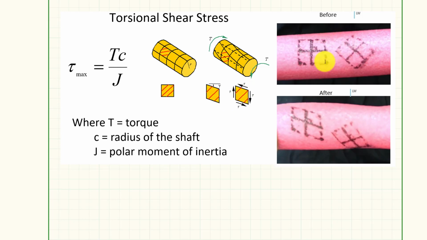Now, if I look over here, we have a pool noodle, and before we put it in a torsional loading, we drew a square on here. When we put it in torsional load, we can see how that stress element distorted there, looking much like this.